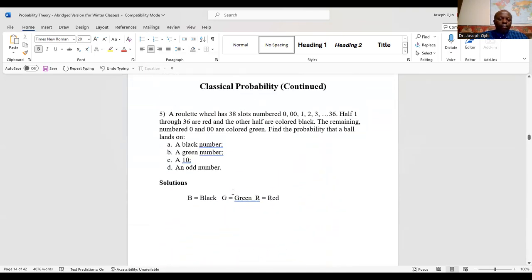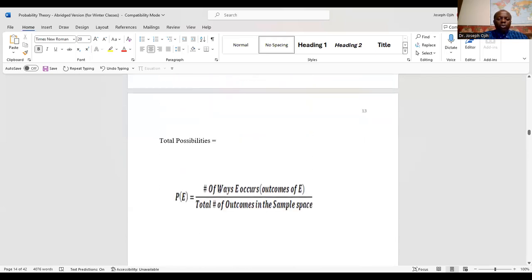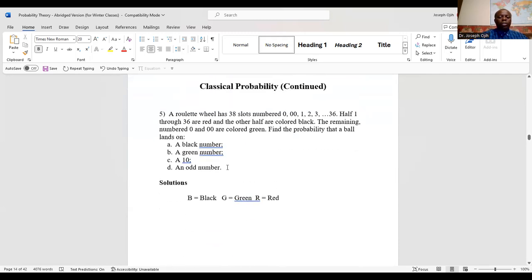To refresh your memory, for classical probability, this is the formula we use. The probability of event E equals the number of ways event E occurs, or the number of outcomes in event E, divided by the total number of outcomes in the sample space. A simple way of saying this is that the probability of event E equals the number of ways event E occurs divided by the sample space. Having said that, we can now proceed to the next one.